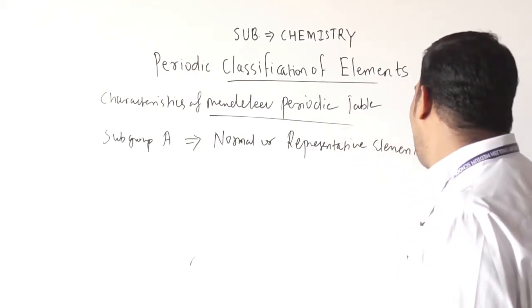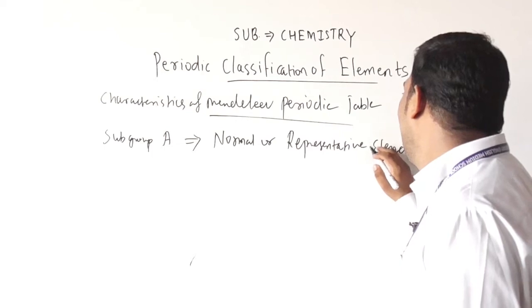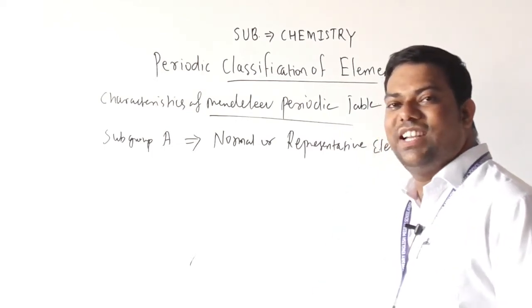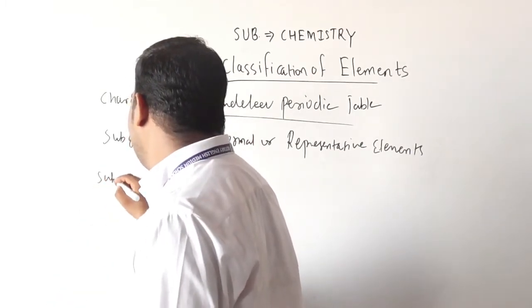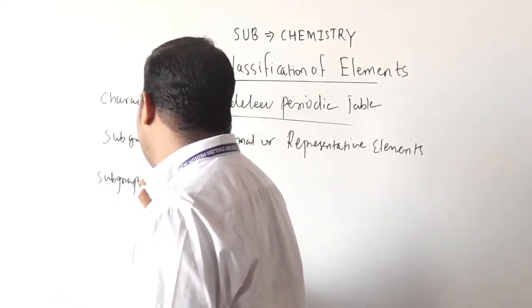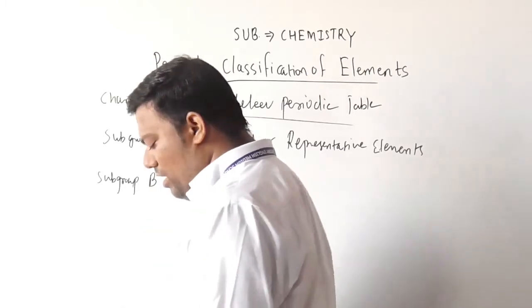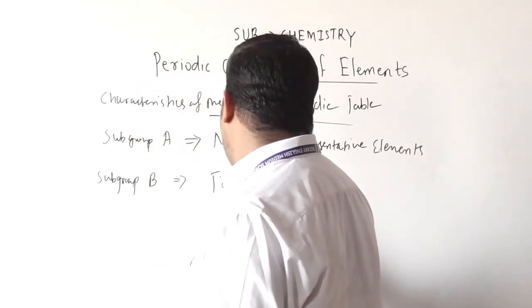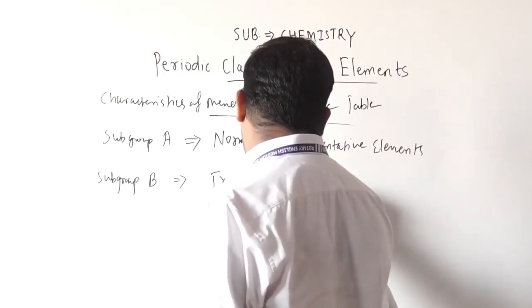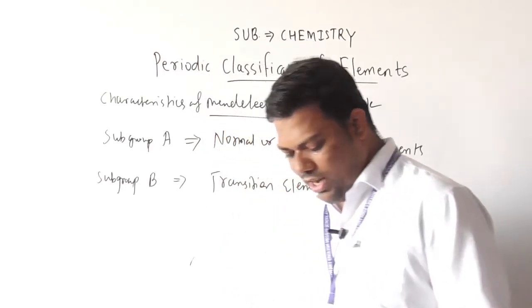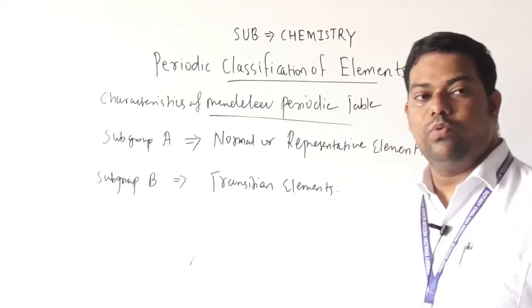Normal or representative elements. We can call these elements what? Normal or representative elements. See, subgroup B. See beta, subgroup B, we can call it as a what? In that, transition elements. What we have done? Transition elements.